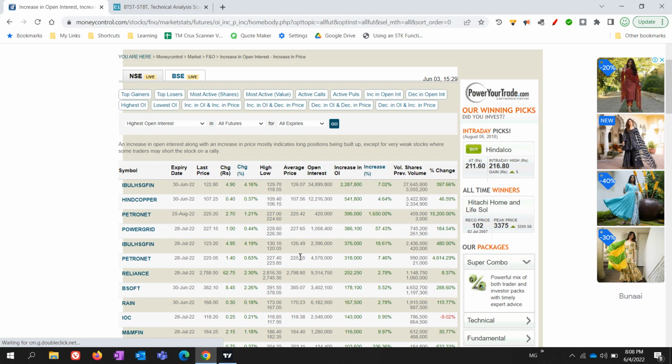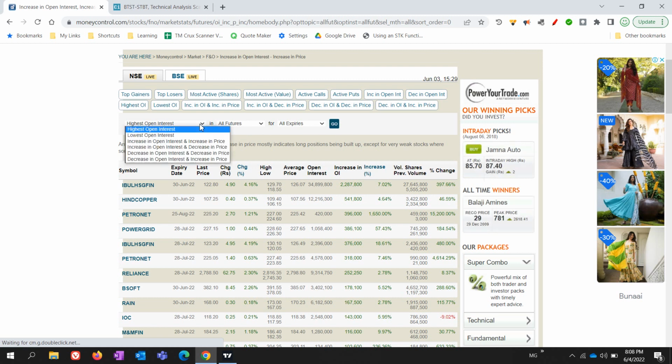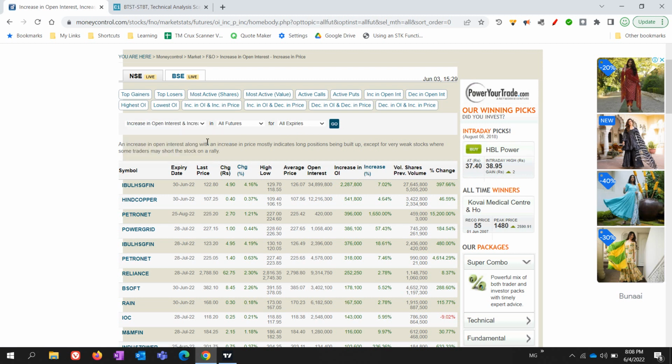So once you click on this one, you need to carefully select the current expiry. There is this selection box over here. If you carefully watch, this is the selection box over here. We need to select this increase in open interest and increase in price. Just select this one, and instead of all expiries, which is selected by default, we have to select this 30th June, which is the current expiry. I'm more interested in current expiry action, so I'll be selecting the current expiry and just click on go.